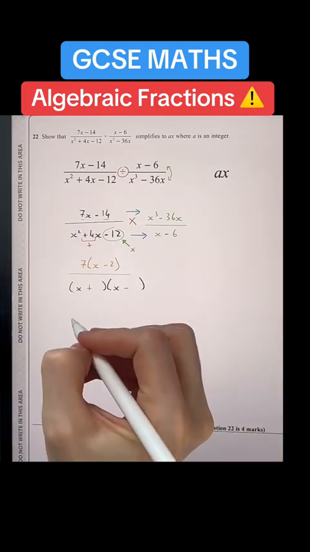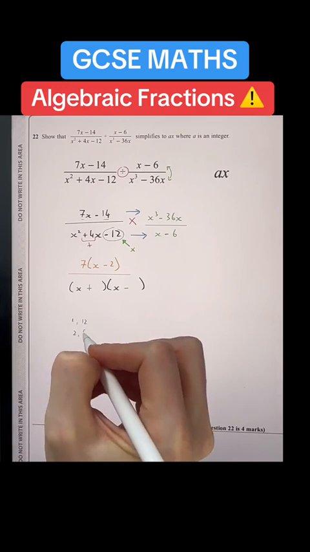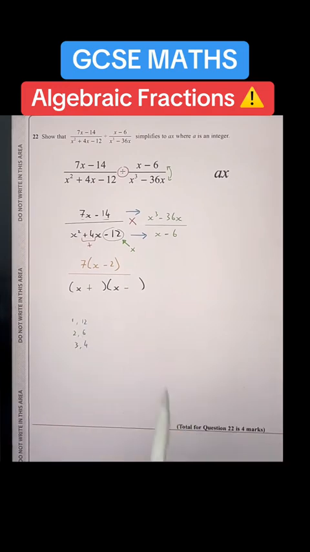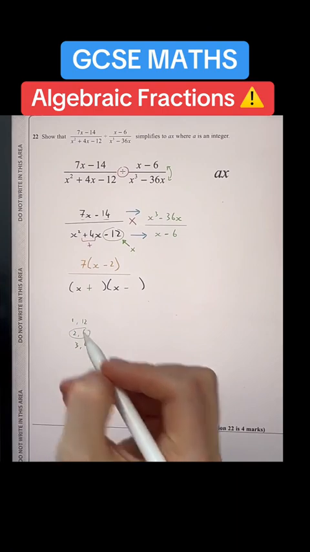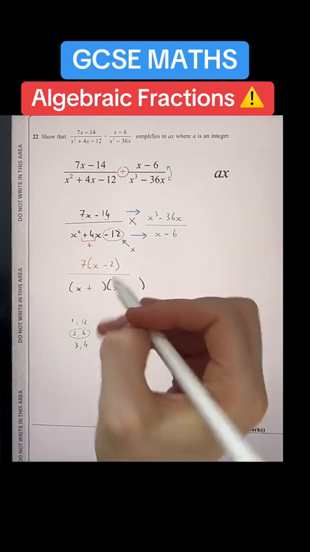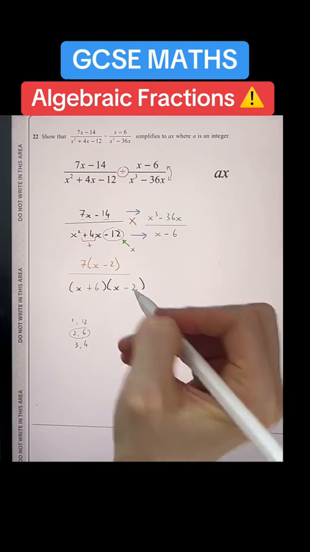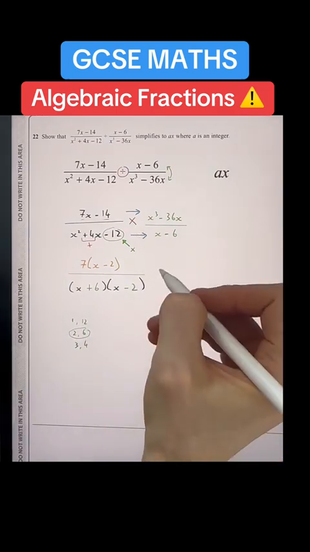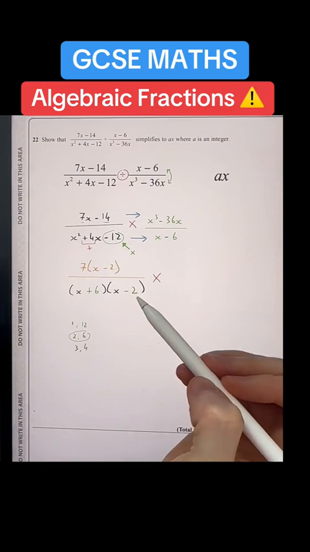Listing out the factors of 12, we'd have 1 and 12, 2 and 6, and 3 and 4. Only one pair will work. In this case, the only pair that multiplies to give us negative 12 and adds to give us positive 4 is the 2 and the 6. As you want positive 4, therefore it has to be plus 6 and minus 2. Leaving the multiplication sign alone, factorising the top on my second fraction.